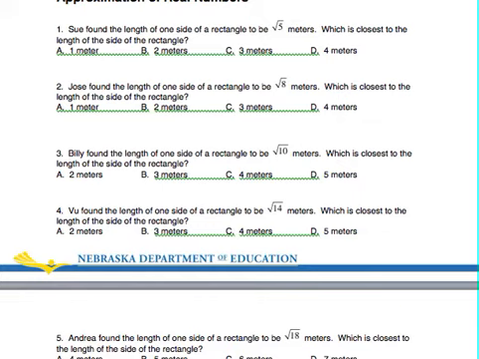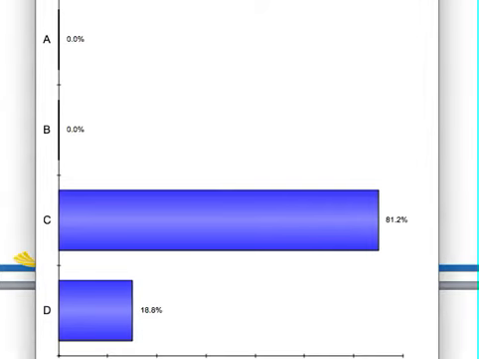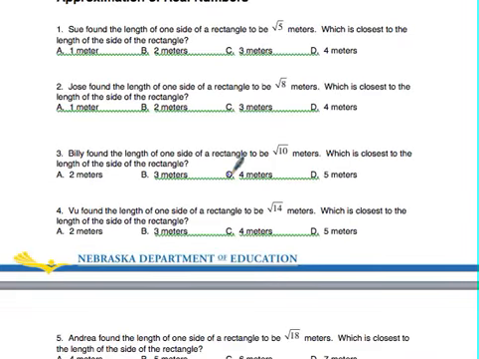Jose found the length of one side of a rectangle to be root 8 meters, which is closest to the length of the side of the rectangle. So now I need to think, what number is closest to 8? And that should be 3 meters. Nice job. The reason why it's 3 is because you have the square root of 9. So basically, you're going to find the closest square.